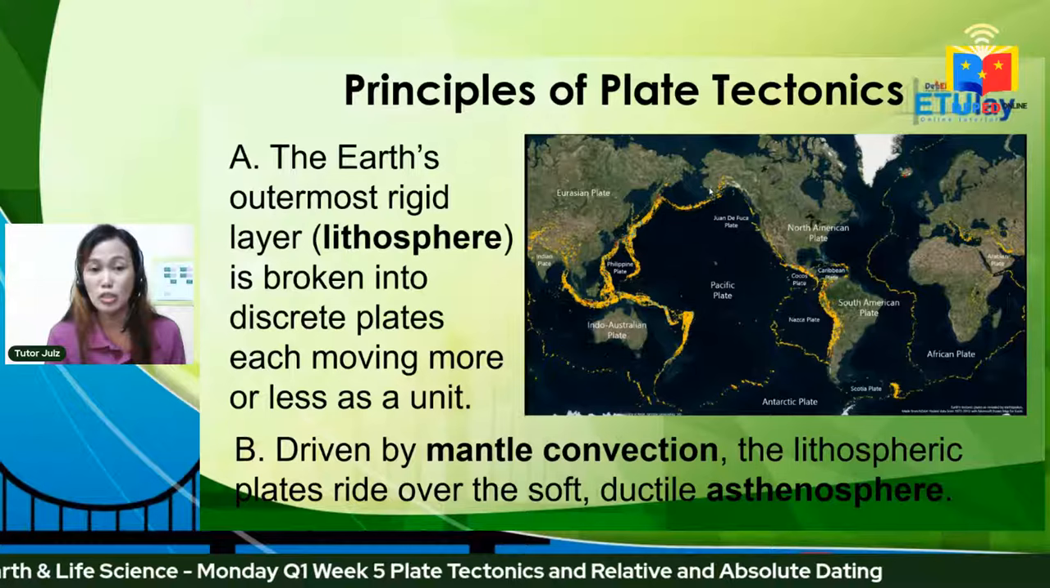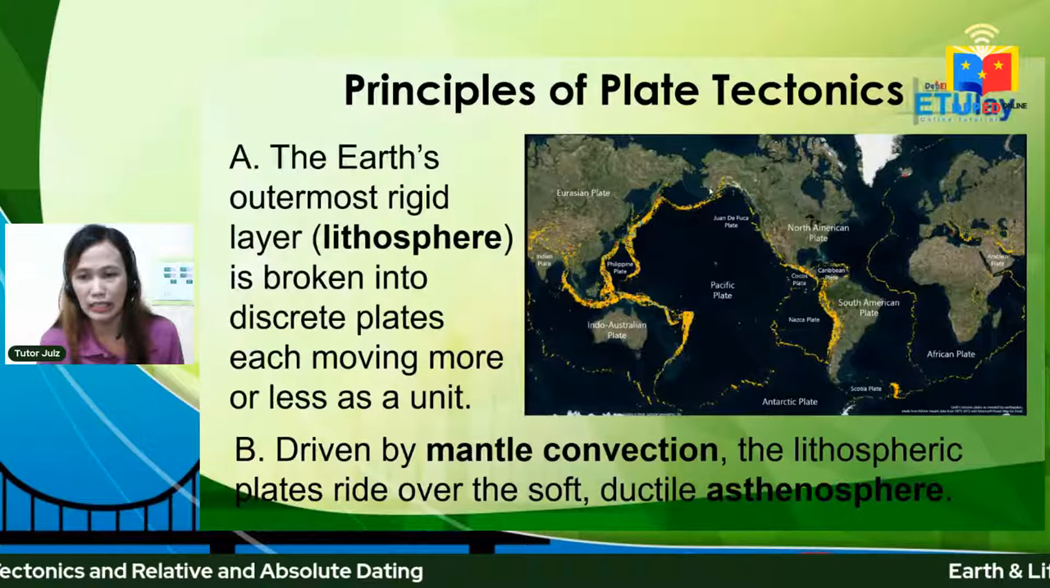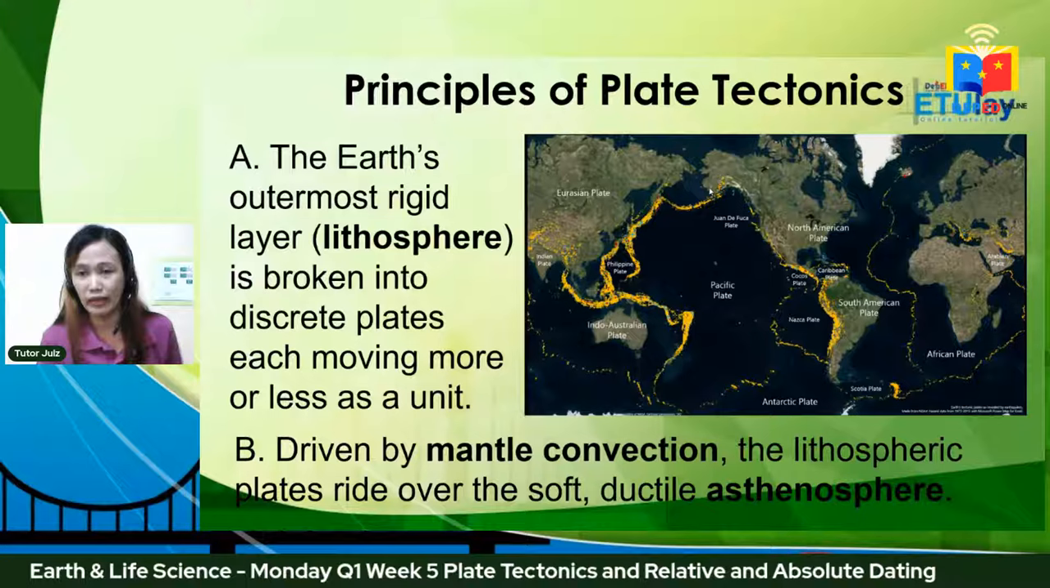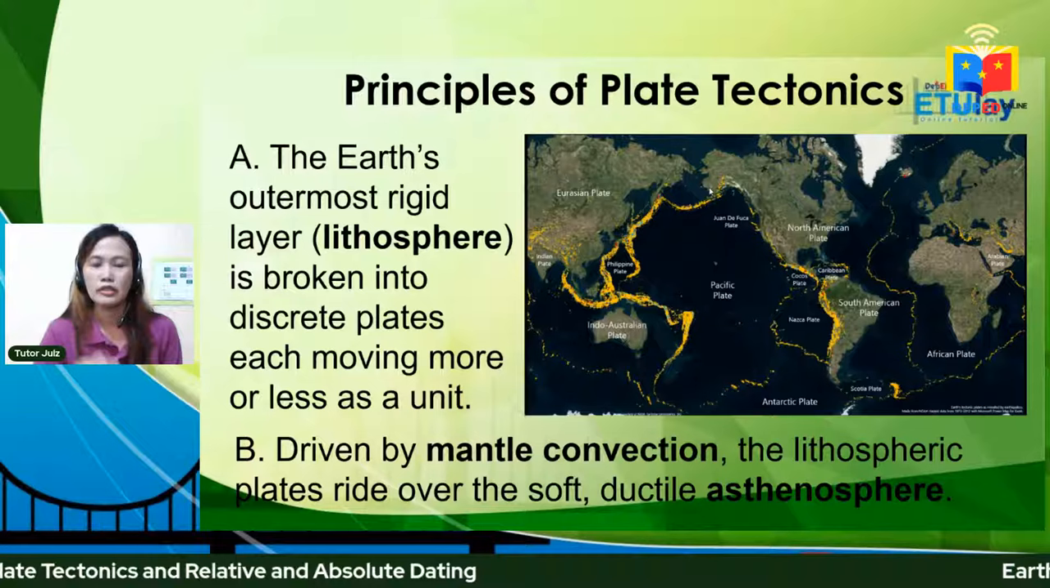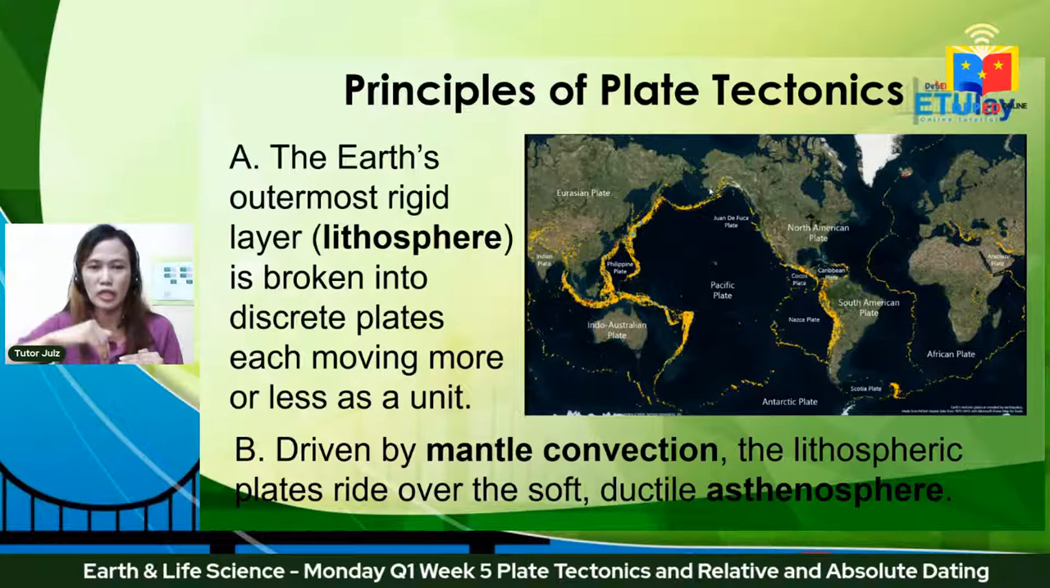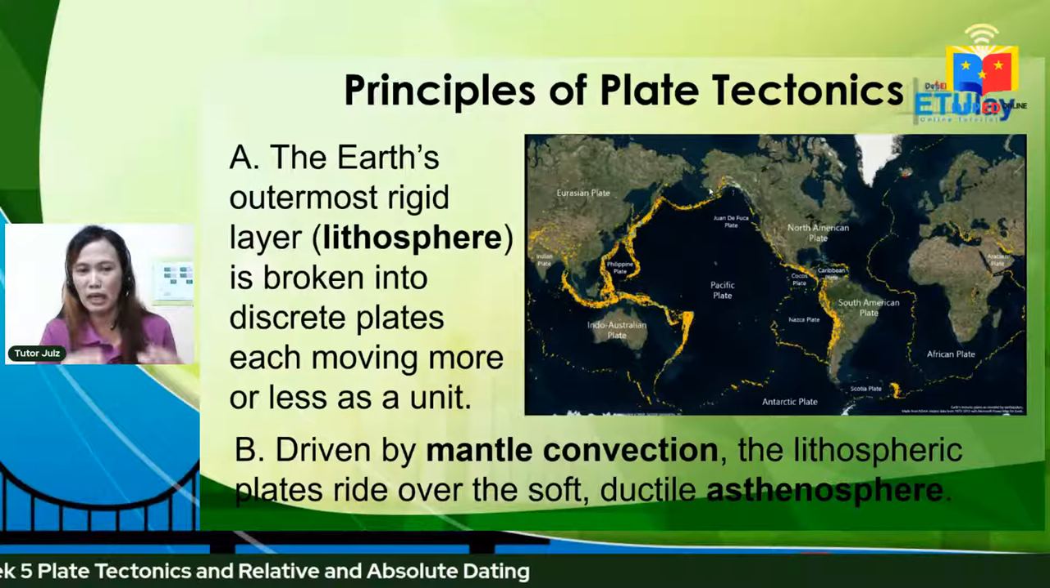And then letter B principle, driven by the mantle convection, the lithospheric plates ride over the soft ductile asthenosphere. This is the movement of the plates due to the convection current. If you can still remember the transfer of heat explained by Tutor Tony last time, the convection current, the movement of the particles from the lower part, diba? As you go deeper, the temperature increases. So the magma under, once it is heated, it will move upward.